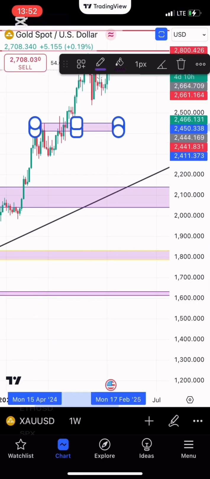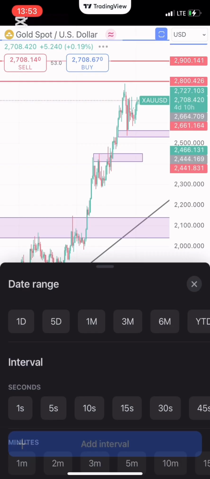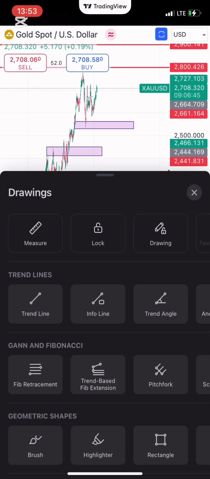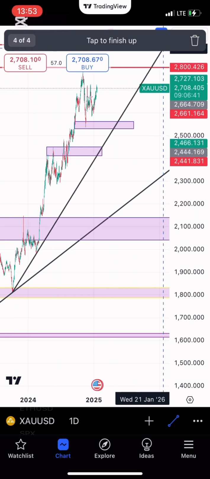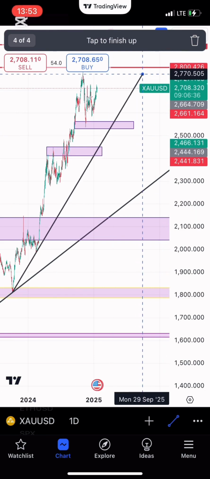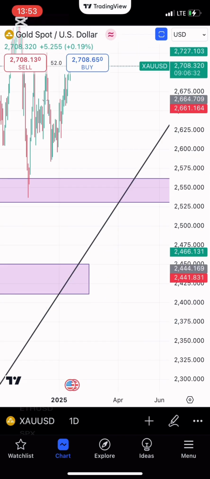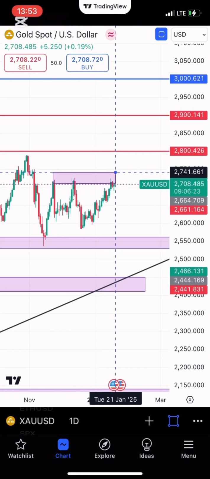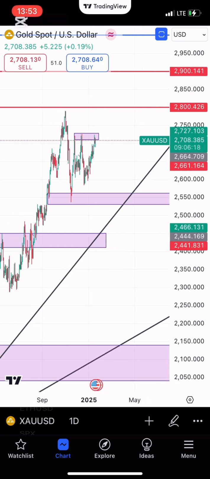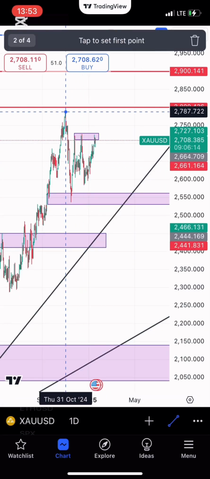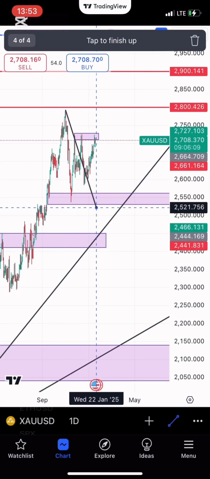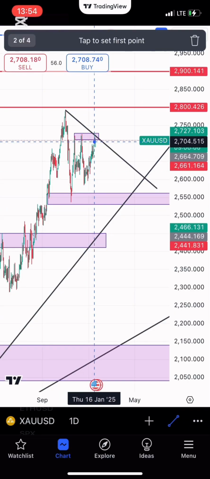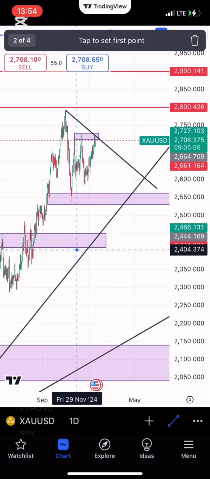After which, I will come down to daily to get the zones and trend lines I was not able to get on my weekly charts and time frame, and also to make sure that what is happening on the daily aligns with what is happening on the weekly. So the daily chart is still an uptrend, but as we can see, there's a break of structure somewhere here. So let's proceed with mapping out the zones first.